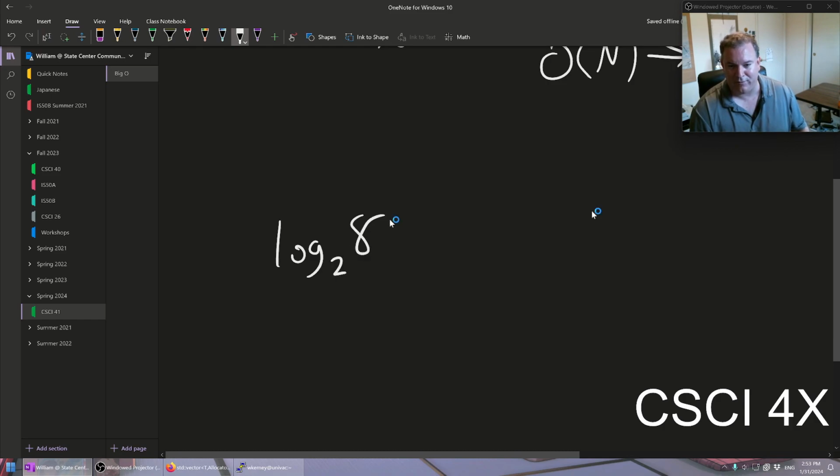So the log base 2 of 8 is 3. What that means is 2 to the x power equals 8. Solve for x. So when we're trying to figure out what is the log base 2 of 8, what we're asking is, 2 to what power is 8? And so the answer is 3. So 3 is x.